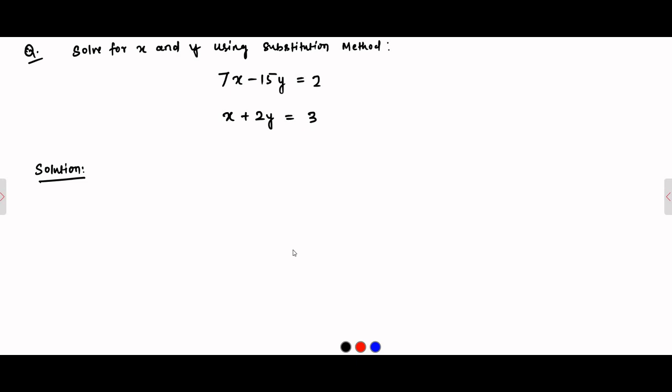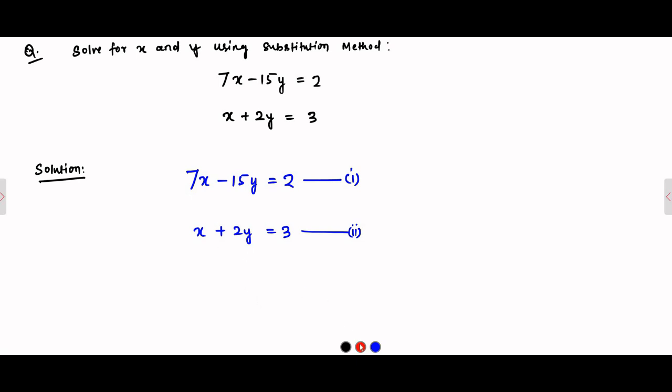So here is another question on solving a pair of linear equations in two variables using the substitution method. It is given: solve for x and y using the substitution method. The equations are 7x minus 15y is equal to 2, the first equation, and x plus 2y is equal to 3. This is the second equation.